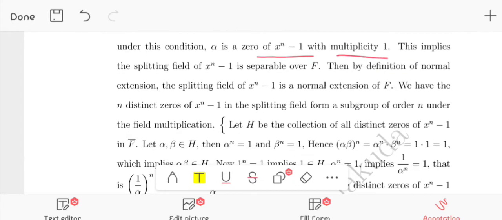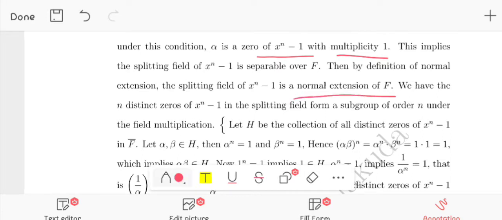This implies the splitting field of x raised to n minus 1 is separable over F. And we know that if K is a finite extension and a separable splitting field, we can call it a normal extension of F. Therefore here the splitting field of x raised to n minus 1 is separable, and hence we can say that it is a normal extension of F.